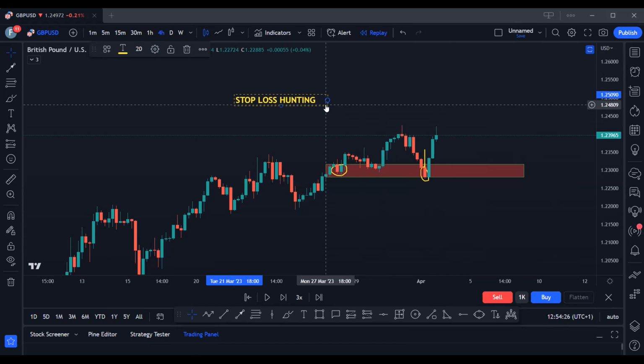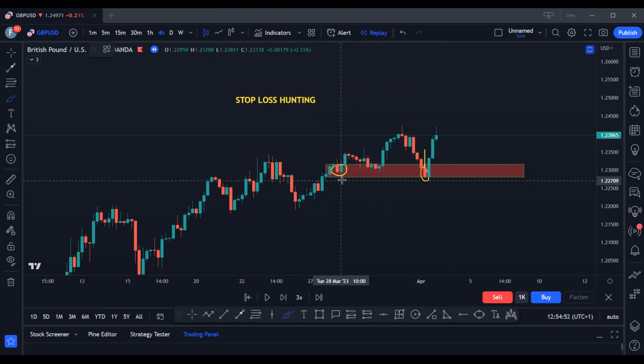And there are times that the market makers, the big financial institutions, purposefully move price to take out your stop loss, and then they move price in the direction that you originally wanted price to go to. So what happened here is that possibly a lot of people would have been putting their stop loss below this particular support zone.